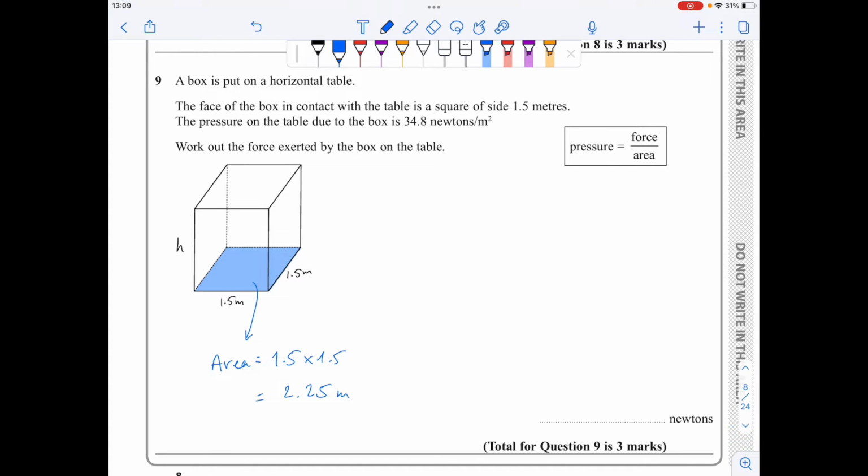2.25 square meters. So the pressure, that's 34.8, is equal to the force over the 2.25, which means that the force is the product of the pressure and the area. This comes out to be 78.3 newtons.